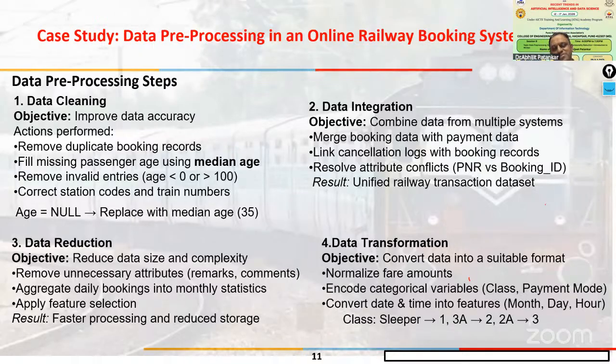Then data transformation. What is the objective of transformation? Converting one form of data into another form. In this specific case study, we convert data into a suitable format, like normalize the fare amount, encode categorical values like class or payment mode. We have online payment or other options, we categorize them, and convert date and time into features like month, day, hours. And for sleeper class we write 1, 3A as 2 and 2A as 3. Like that, we transform this data. So what is the advantage of transformation? We should have all the unique values of all the classes and labels that we are entering.